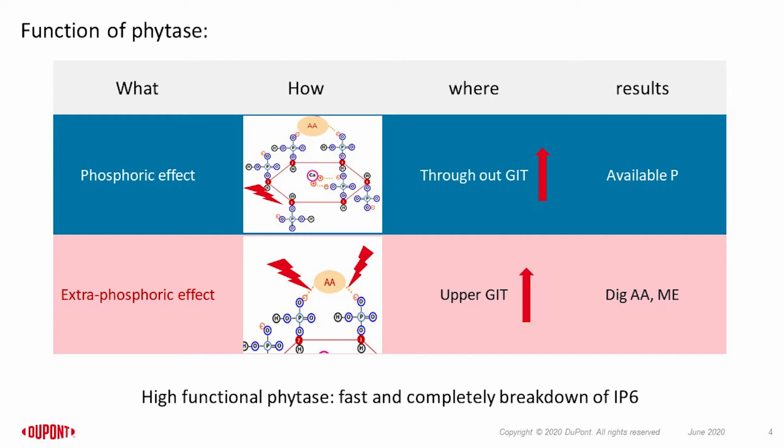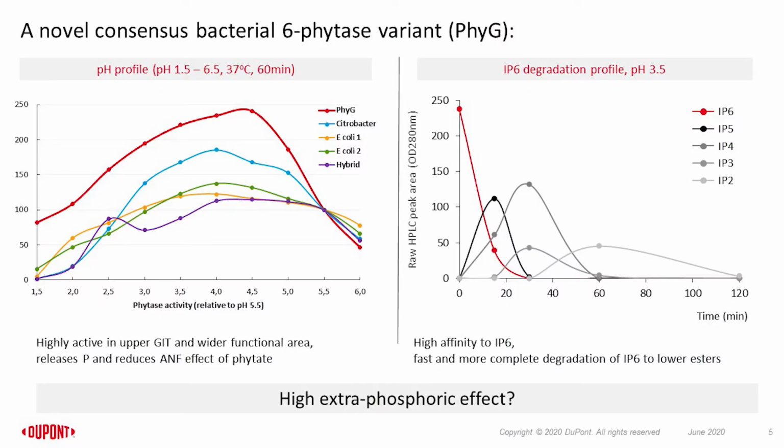An effective phytase needs to be active in the upper GIT to break down phytate quickly and completely, therefore reducing its anti-nutritional effect. To do so, I want to introduce a new phytase that is developed by DuPont and recently marketed. It is a novel consensus bacterial 6 phytase variant with trade name Axtra PHY GOLD. I will call it PhyG in the next slides.